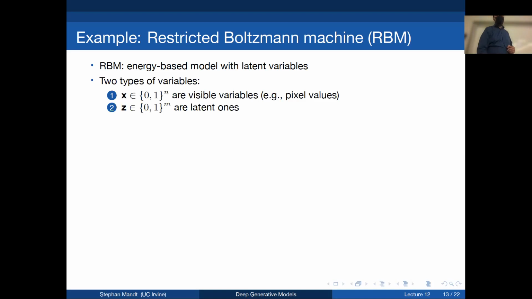So what's the restricted Boltzmann machine? It turns out you have two sets of random variables, X and Z. By default, they have different dimensions. X is the visible part. For example, if you want to model images, then those would be the pixel locations. And Z have some other dimensions, and those are the latent variables, similar to a variational autoencoder, right? But in a totally different architecture.